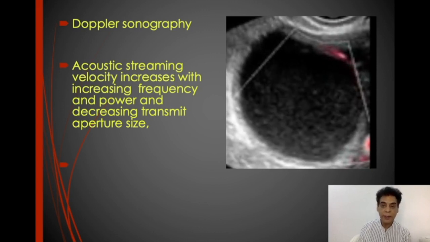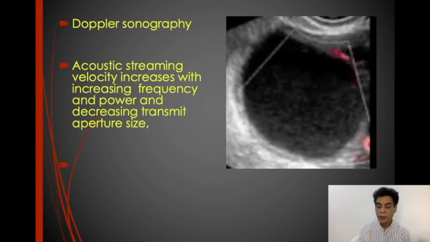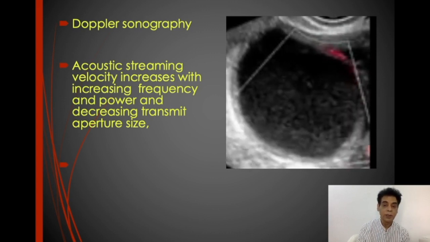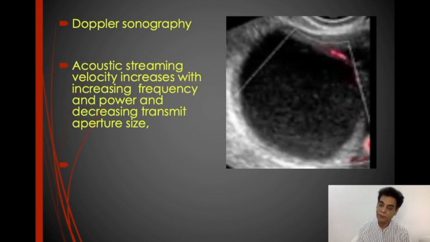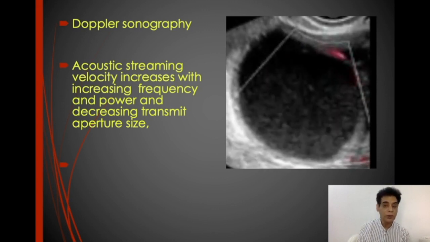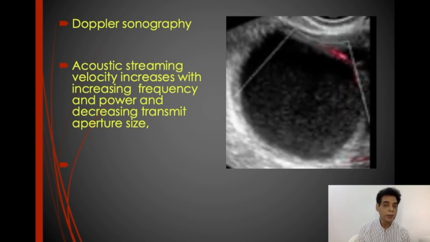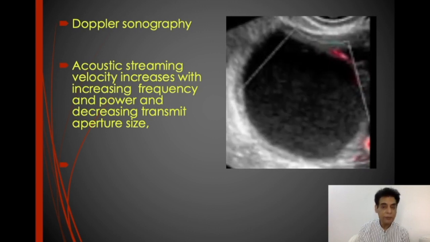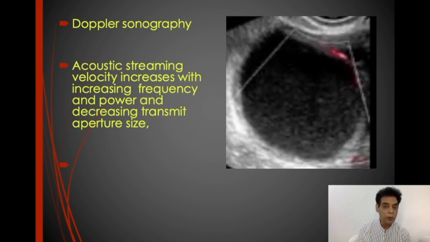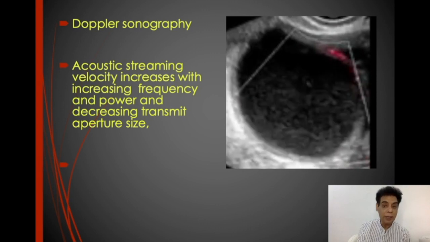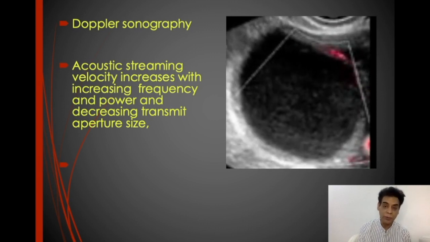So whenever you are scanning, you want to look for acoustic streaming. Sometimes by chance when you are doing the scan, you see it without trying much. That is very good. In case there is a doubt between endometriotic cyst and other diagnoses like cystadenoma, then try looking for the acoustic streaming. You can use color Doppler, and when you are using color Doppler, remember, keep the frequency high, keep the width of the beam narrow, and see that the power is at maximum, the energy is at maximum. So that's all.